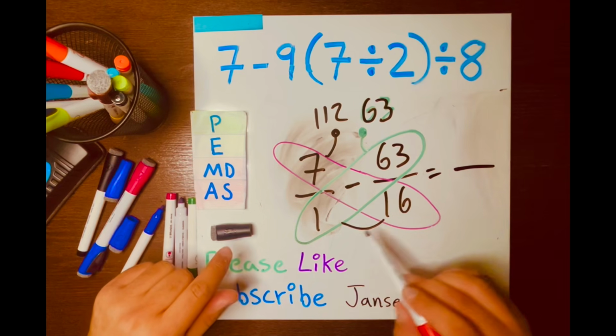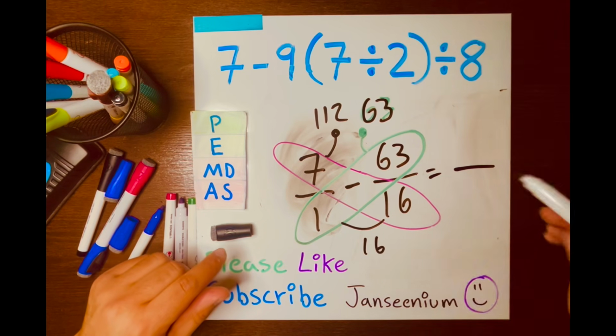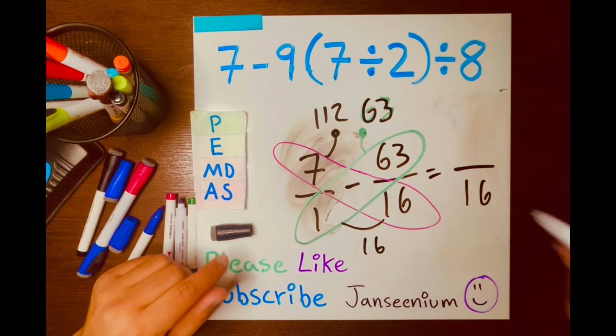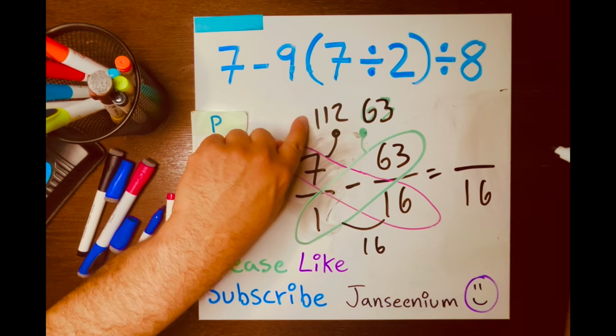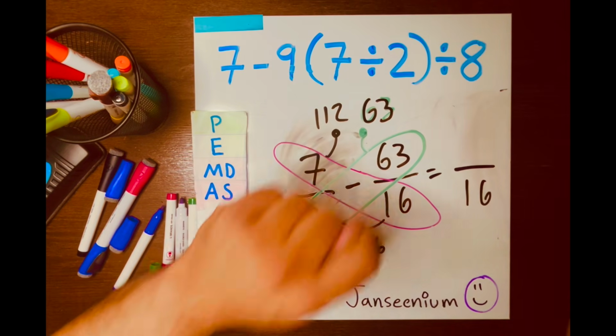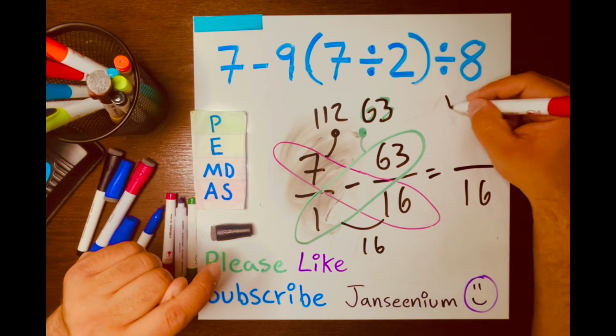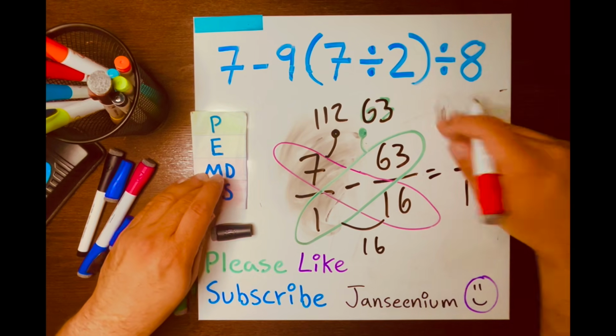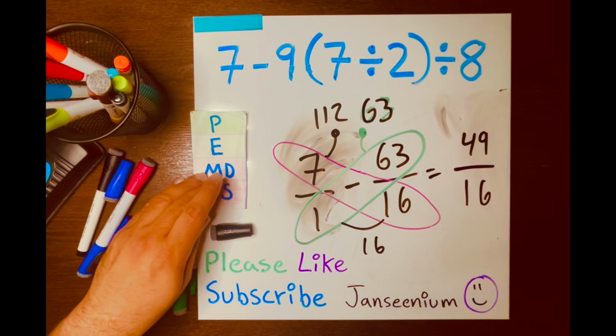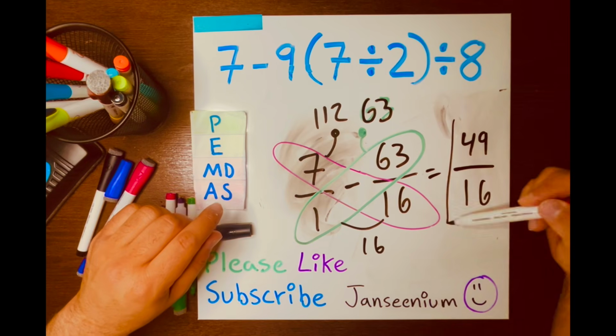All right. So here I'll draw the fraction bar. And so we multiply 1 times 16, which is 16. So that'll be our denominator. And then we subtract 112 minus 63. So 112 minus 63 is 49. And this cannot be broken down further.